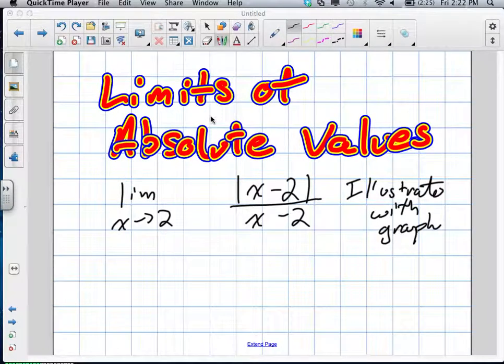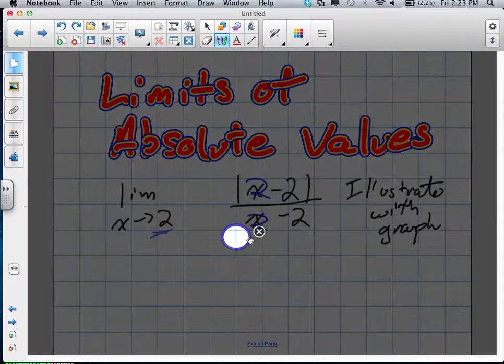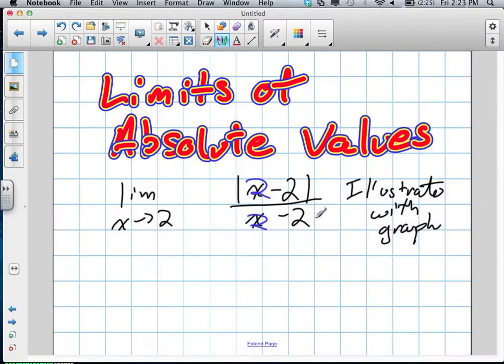All right, limit of absolute values. This question here is giving us the limit as x approaches the number 2. Obviously, by looking at this, as x becomes 2, if this number is 2 and this number is 2, we're left with an indeterminate number because we have 0 divided by 0. Okay, we'll have 0 divided by 0, so it's just indeterminate.